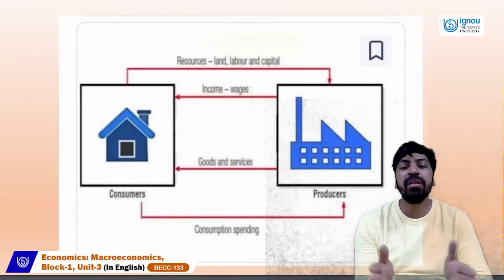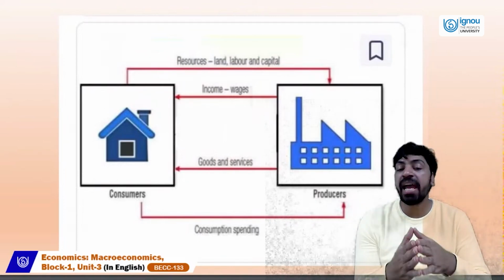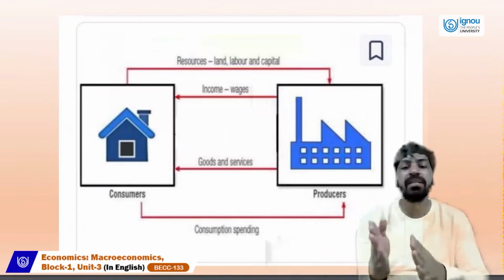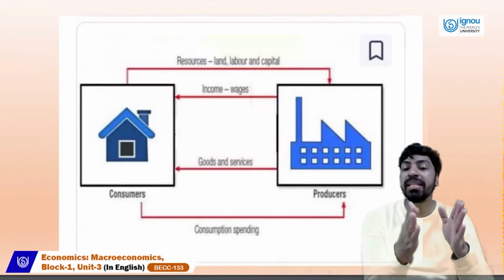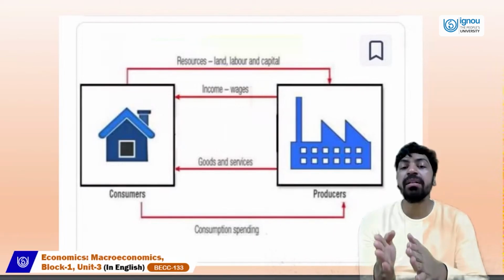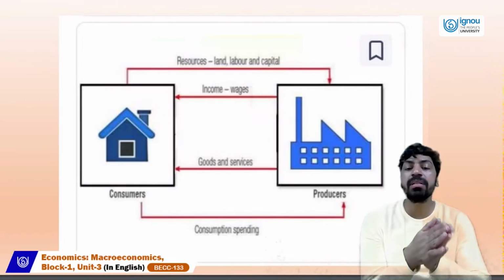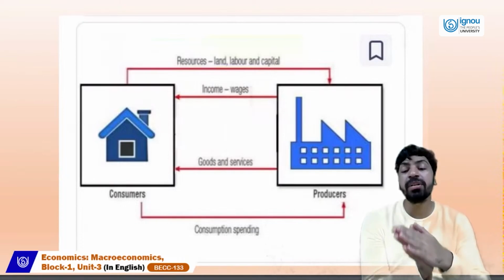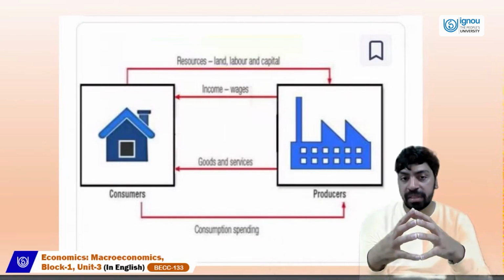This is a particular diagram that I'm talking about, which I have explained and elaborated in words. So these are the consumers, these are the producers. In the circular flow, the consumers are the household, and the producers are basically the firms or the business organizations.